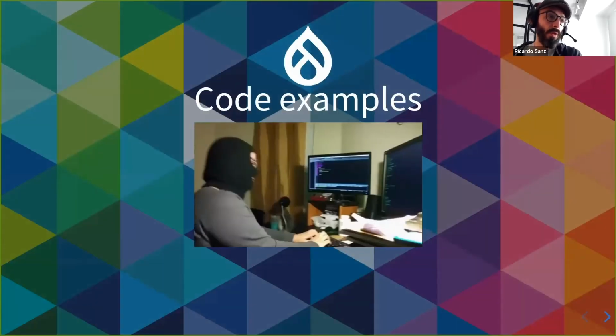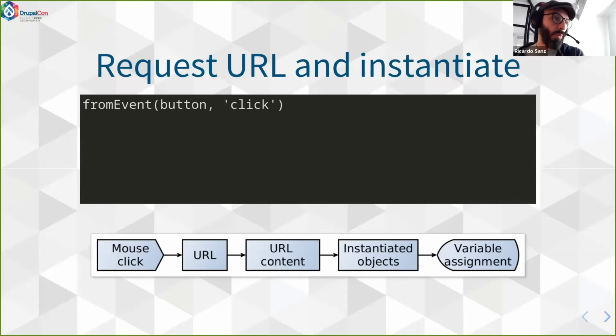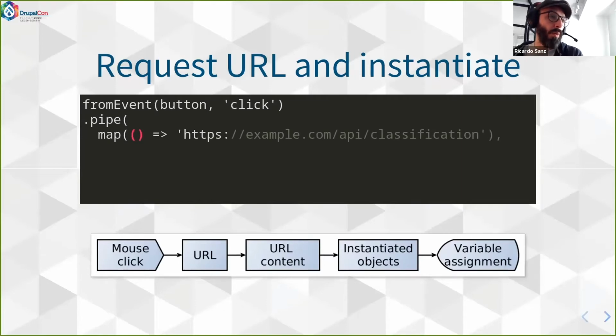Now let's see some code examples. We are going back to the previous example, the request URL and instantiate the data. So we have a mouse click that becomes a URL, that becomes a URL content, that becomes instantiated objects, and then we assign it to a variable. So what we do, we create an observable from clicks from a button. Then we start to create our pipe. What we do is to map each value to a string, that is the URL we have to query. We don't care about the exact data of the click, but each click is converted into a string.